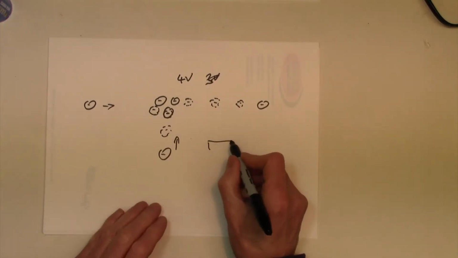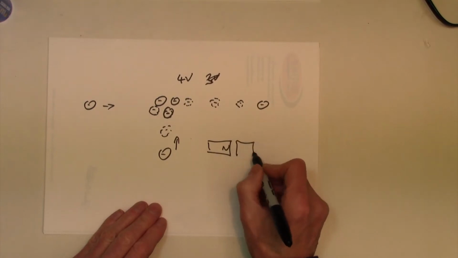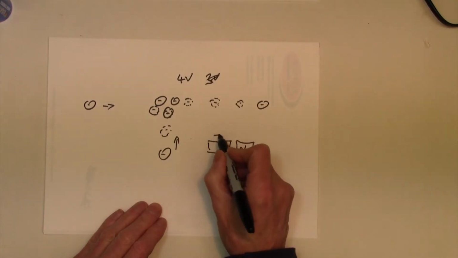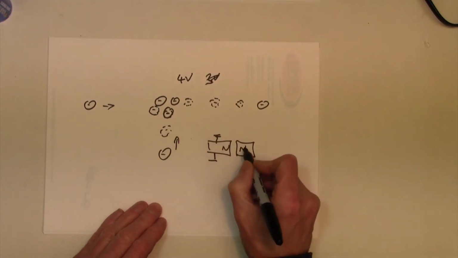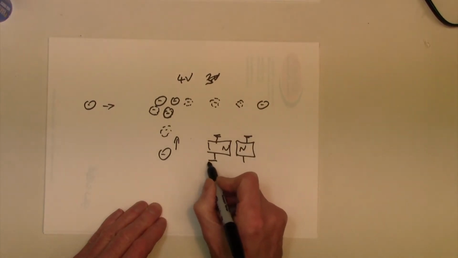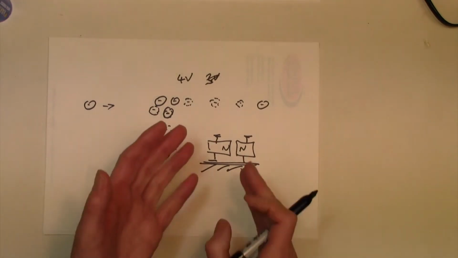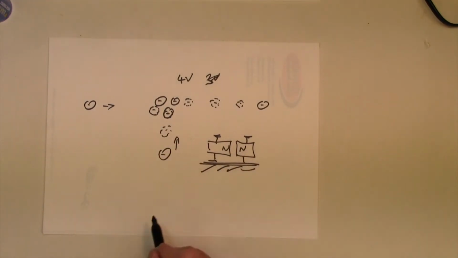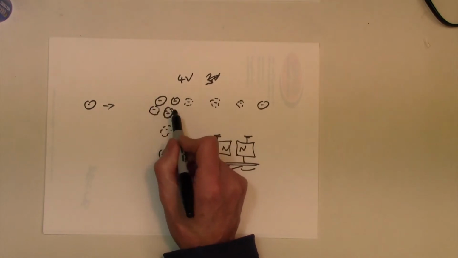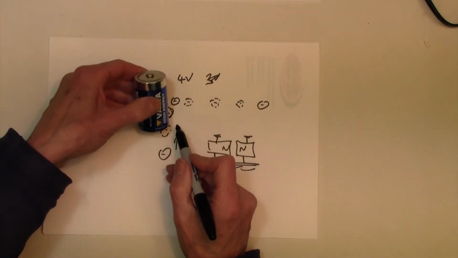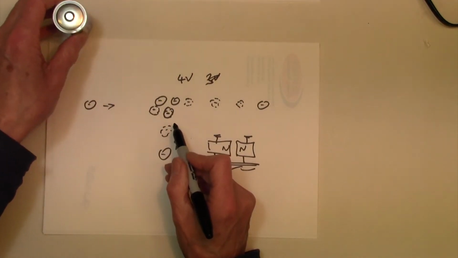Just like I could bring 2 north poles of the magnet together like this, and if I nail them to the bench like that, they're going to stay there. I have kind of mechanically kept those north poles very close to each other. Well, we chemically keep the negative charges together in the battery or any source.